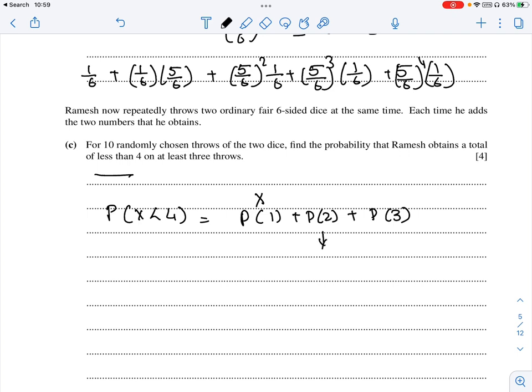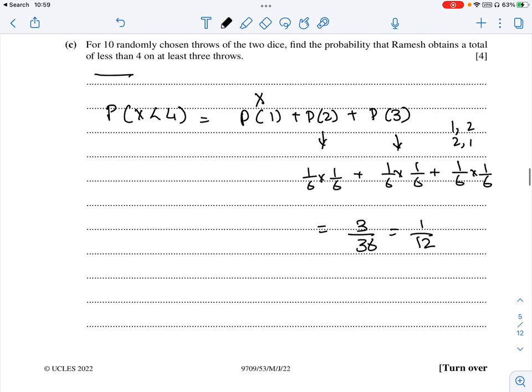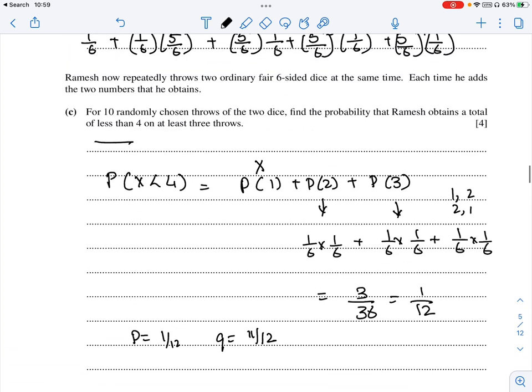2 is nothing but 1 and 1: 1 upon 6 and 1 upon 6. 3 is nothing but 1 and 2, or 2 and 1. So 1 upon 6 times 1 upon 6 and 1 upon 6 times 1 upon 6, which is going to be nothing but 3 upon 36, which is 1 upon 12. So the probability of success is 1 upon 12. The probability of failure will be 11 upon 12.